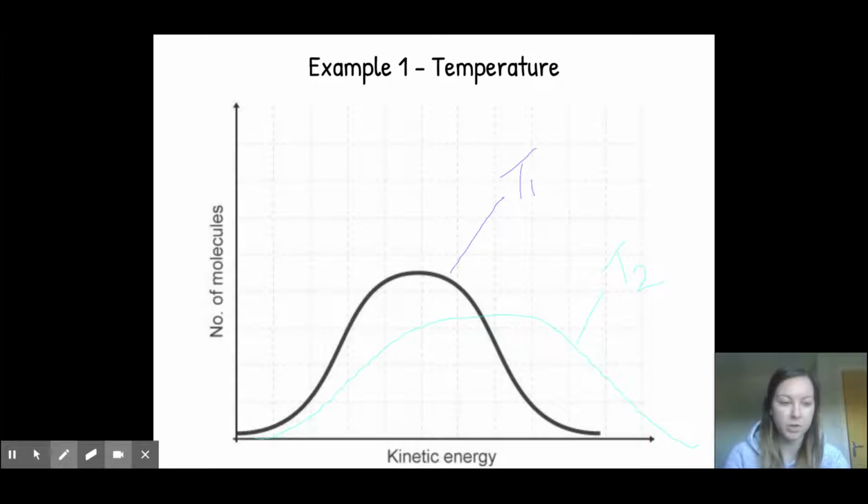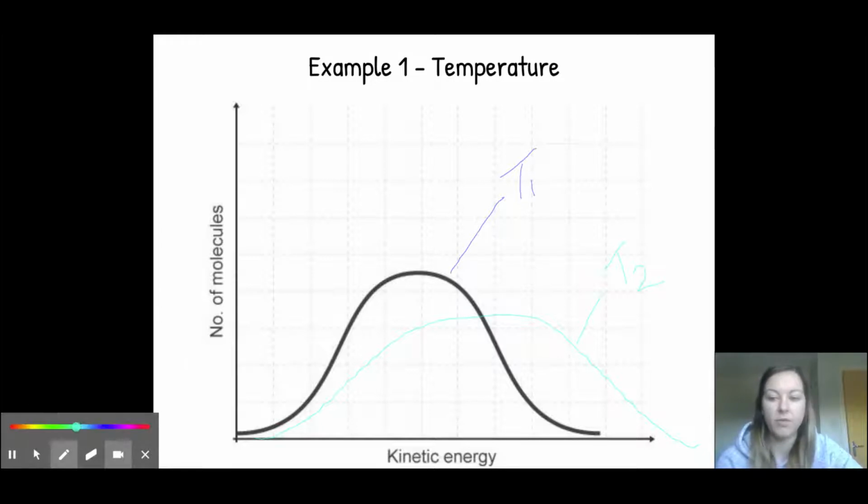Sometimes they give you the lower temperature and ask you what the curve would look like at a higher temperature, and you would of course then just make the curve more narrow and pull it back to the left a little bit. But most of the time they're giving you a temperature and asking you what an increase in temperature would look like. Now, if we said, for example, that our activation energy was here, where this line is.